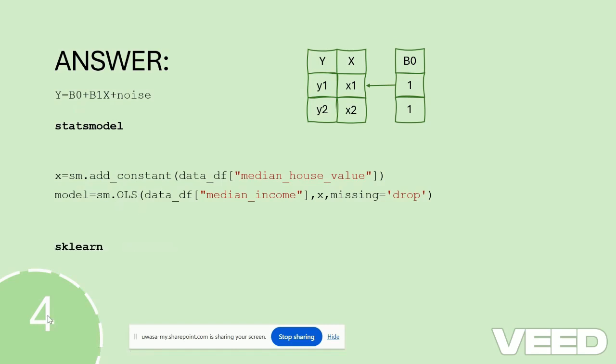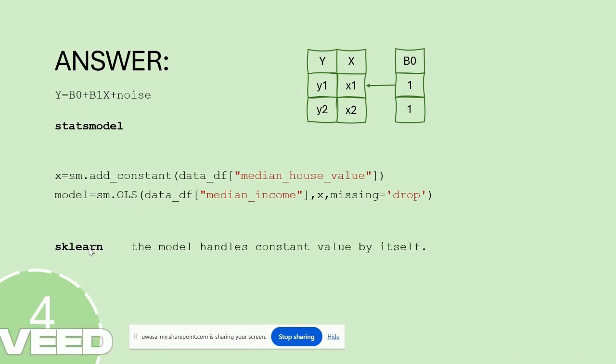But if I use a scikit-learn method, there is no need to add this constant column, because the model handles the constant value by itself.